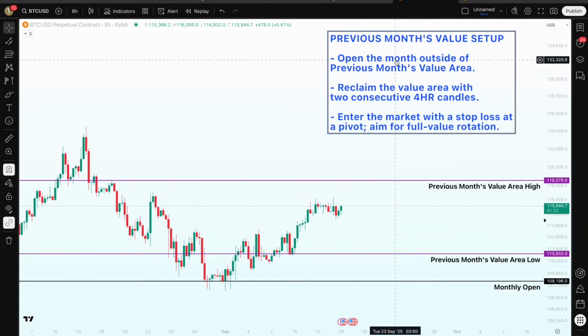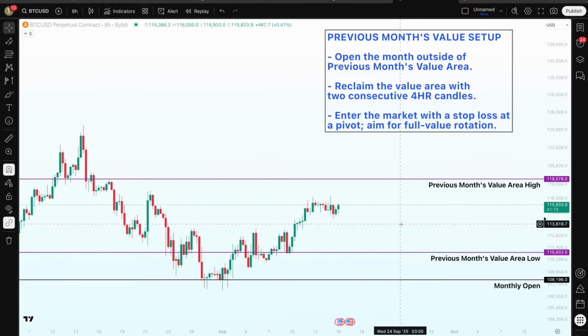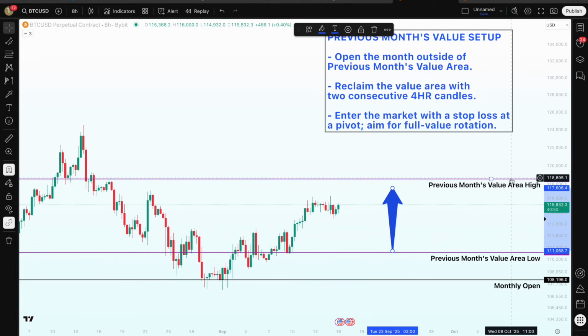So after you open the month outside of the previous month's value area, what you're looking for is a reclaim of this value area once again, right? And if you have that reclaim, this will give you an 80% chance that we will have a full value rotation. What full value rotation means is if the month opens outside of the month's value and then gets back inside, it will give you an 80% chance that the price will magnet toward the other side of value.